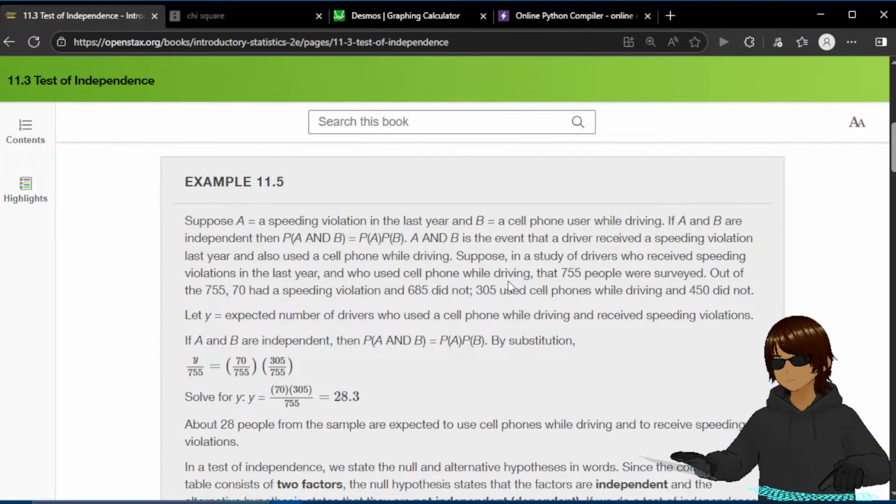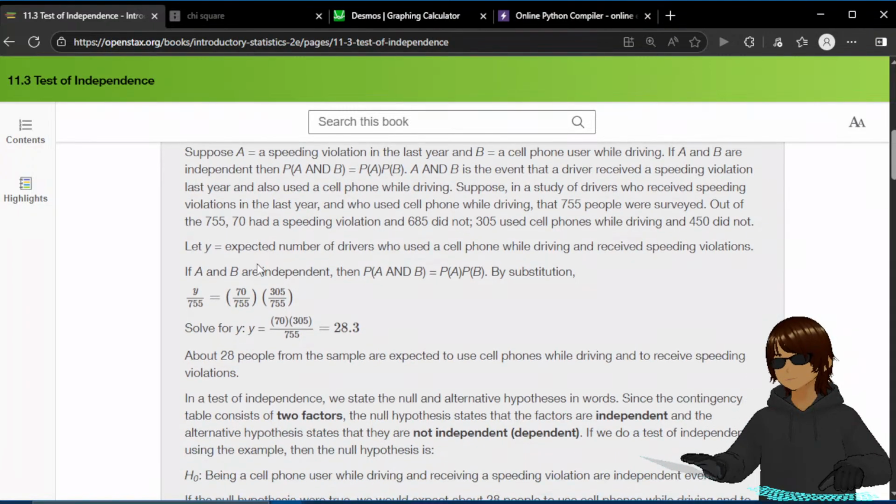755 people were surveyed. Out of the 755, 70 had a speeding violation, 685 did not. 305 used cell phones while driving, 450 did not. Let Y be the expected number of drivers who used a cell phone while driving and received a speeding violation. If A and B are independent, then by substitution, Y divided by 755.